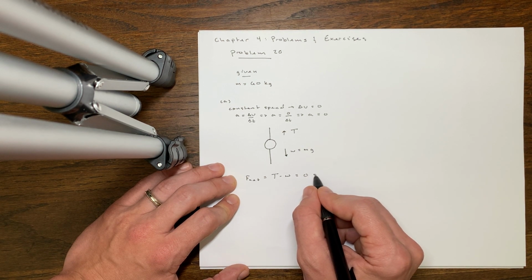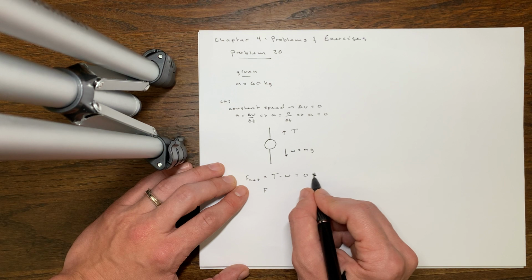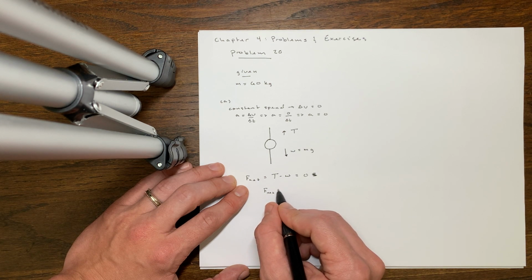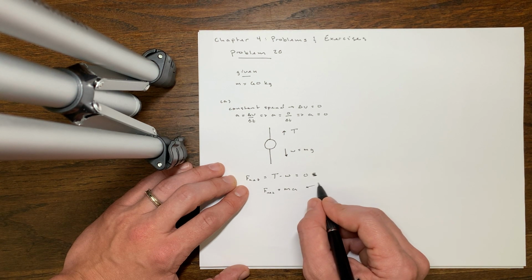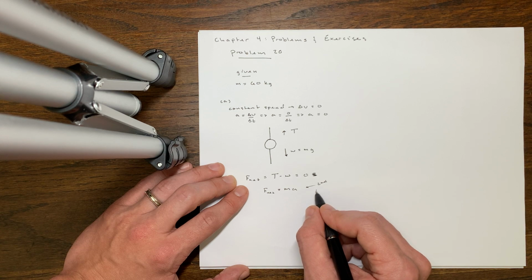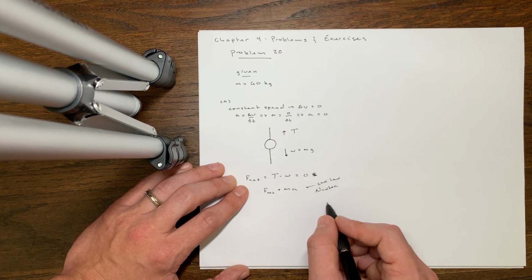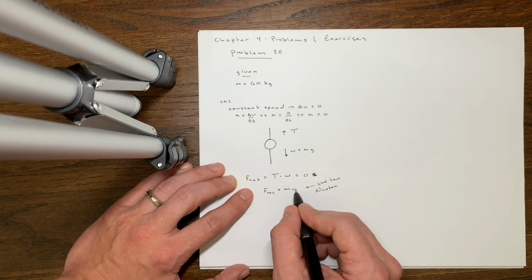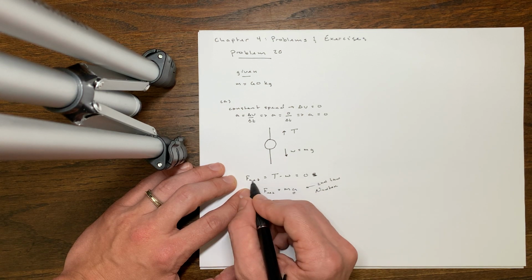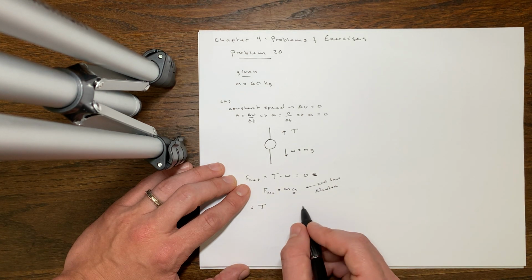Why is it equal to 0? Remember, Newton's second law states that the net force is the mass times the acceleration. Since the acceleration is 0, ma, the net external force, is equal to 0. So that's how we get 0 on the other side.